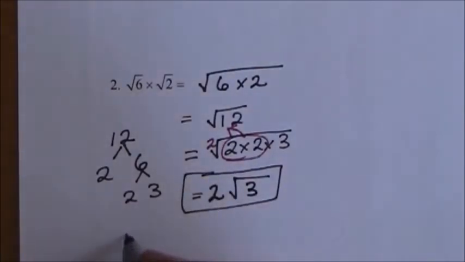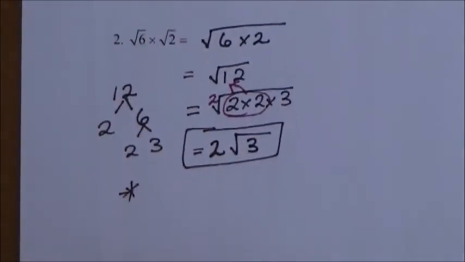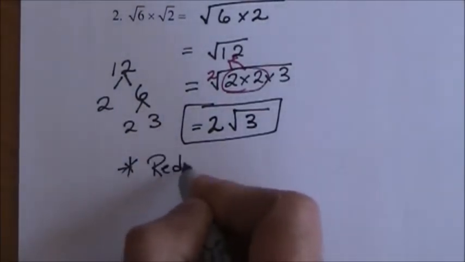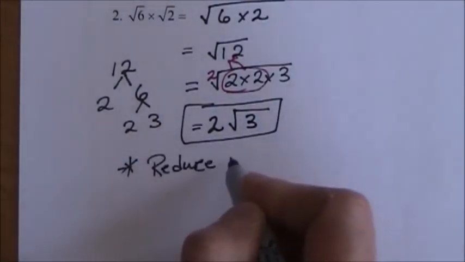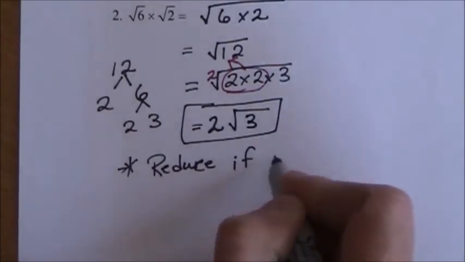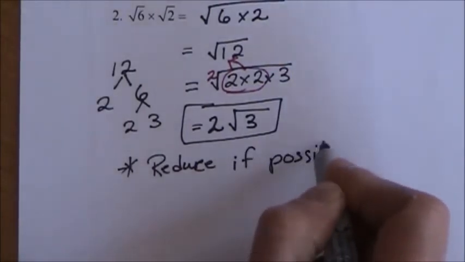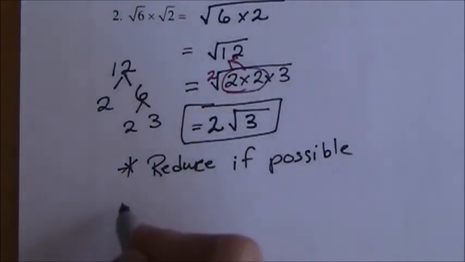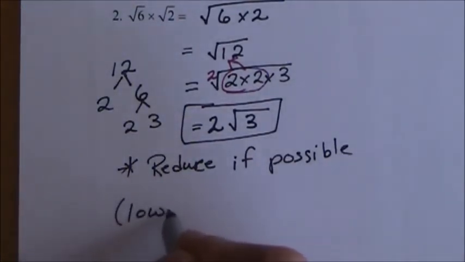So the one key thing we need to remember as we look at these is that we need to reduce if possible. And reduce if possible means lowest radicand in mixed form.